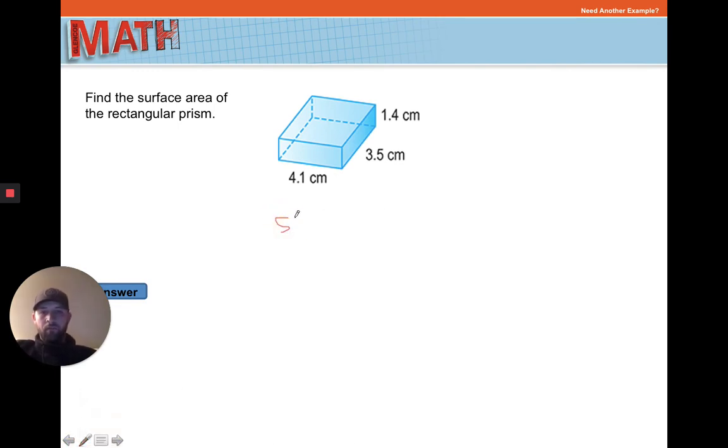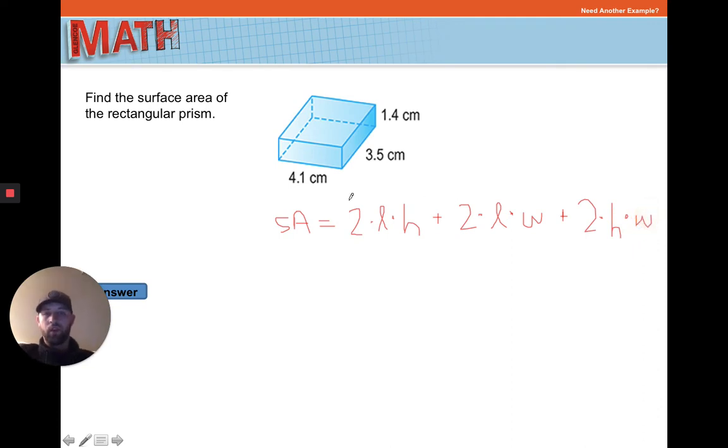Surface area is equal to 2 times the length times the height, plus 2 times the length times the width, plus, lastly, 2 times the height times the width.